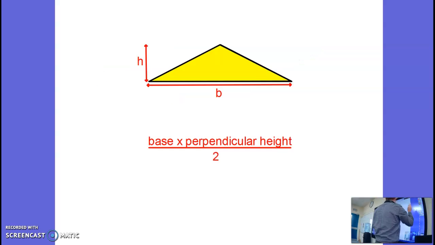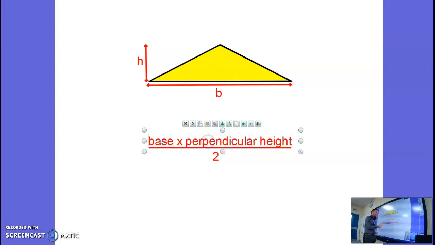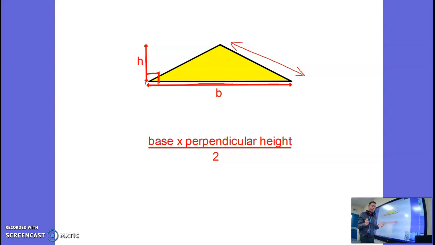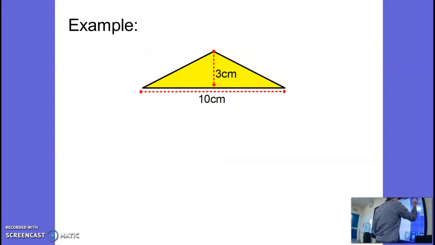So, looking at our formula then, what we do need to make sure we're doing is that we're not just doing any two lengths, we are taking the base and we are taking the perpendicular height. So, if I had a length over here, wouldn't use it. It's not perpendicular. There and there, base and height, perpendicular lengths, multiply them and then half it. Let's get to some examples, shall we?